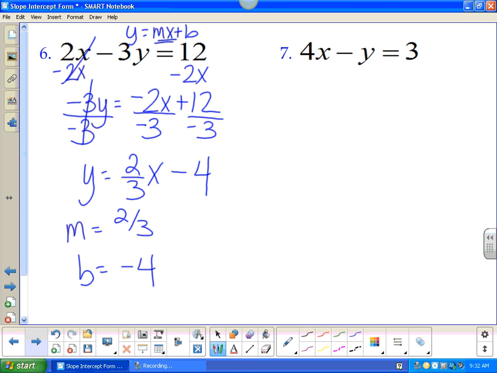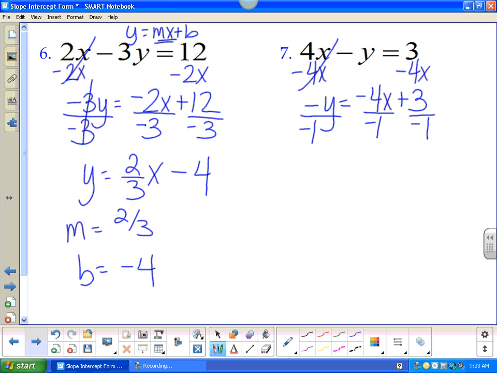Number 7, to solve for y, first thing we're going to do is subtract the 4x. Be careful because it leaves you with a -y equals, again I want my x term first, so -4x plus 3. I need to get rid of this negative. It's kind of like a -1, so I'm going to divide everybody by -1. y equals positive 4x minus 3. My slope here is 4, and my y-intercept is -3.